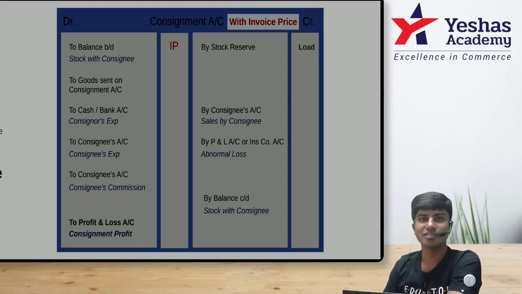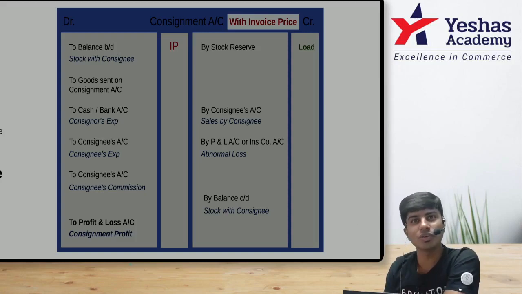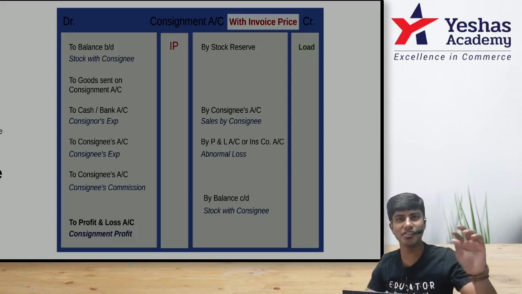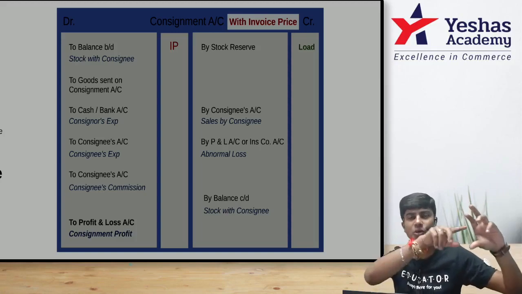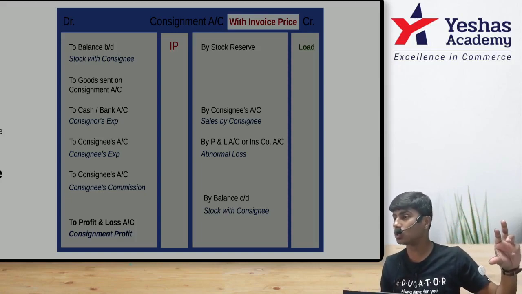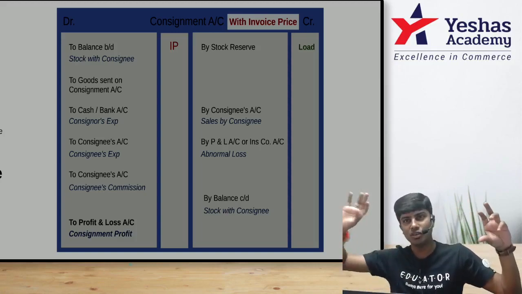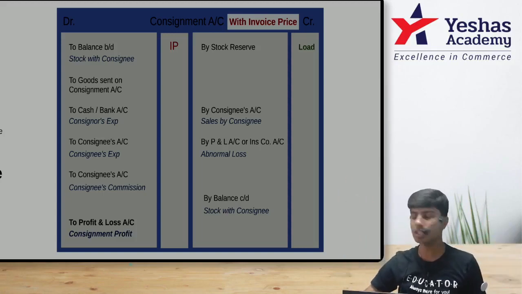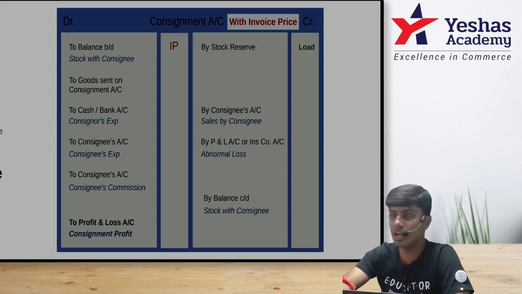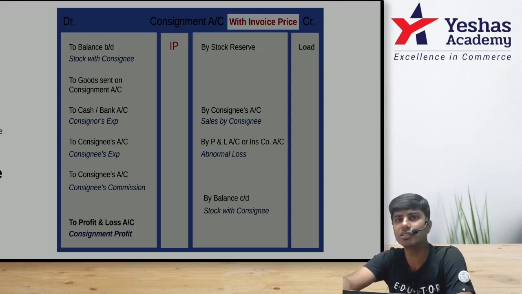Why do you write stock reserve? Stock reserve will appear on the credit side, in the balance sheet liability side. Because on the balance sheet asset side, inventory, which should be at 100, is at 130. That 30 rupees is increased because of the profit which you have not earned. Goods are not yet sold. So that 30 rupees is not actually profit. So we write, sorry, liability side stock reserve in the balance sheet. Are you getting it? That is a profit which is not earned.